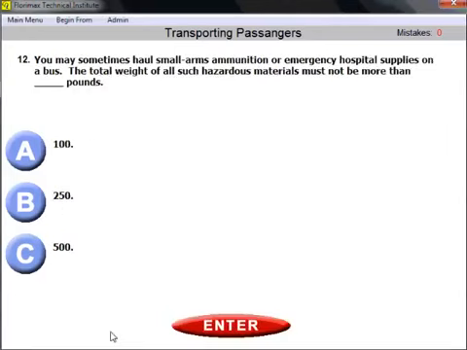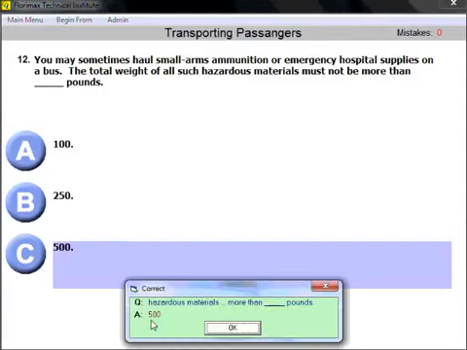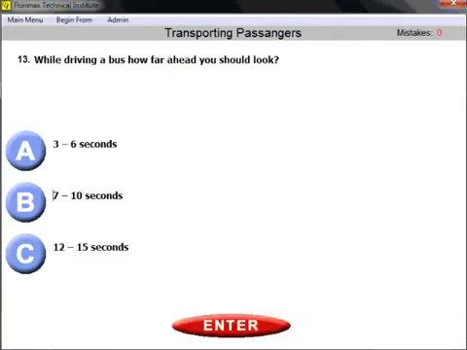Question number 12. You may sometimes hold small arms ammunition or emergency hospital supplies on a bus. The total weight of all such hazardous materials must not be more than how many pounds? And again, the textbook tells us that it shouldn't be more than 500 pounds on a bus. 500 pounds, all right? No more than 500 pounds.